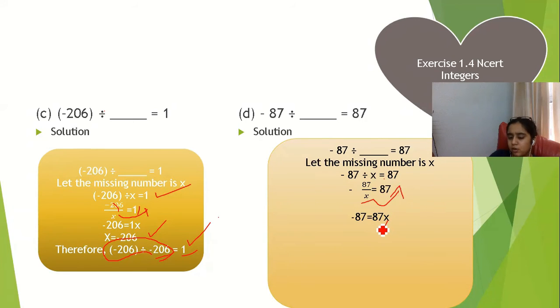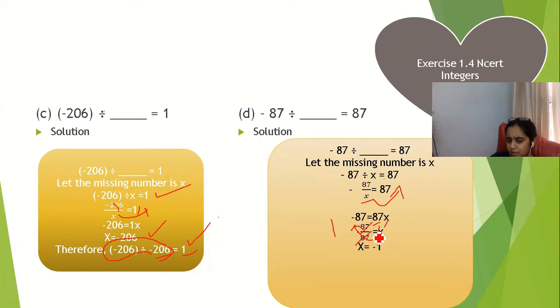Now I will shift this number to the left hand side and it will become in a divide position. So my equation will become minus 87 divided by 87 equals to x, and you can cut these numbers with each other and you will get the answer 1. 87 divided by 87 equals to 1.